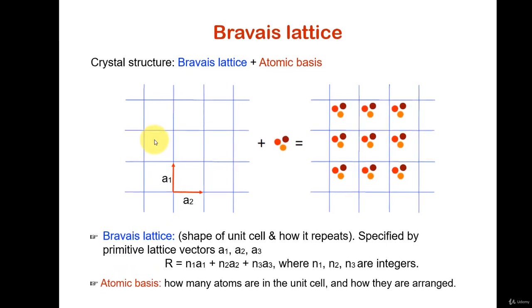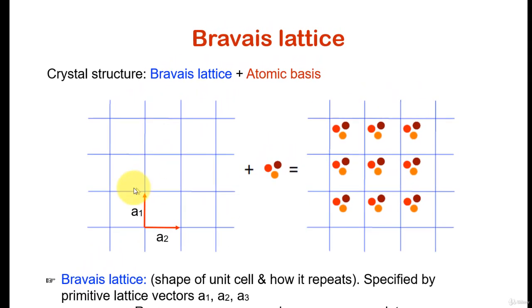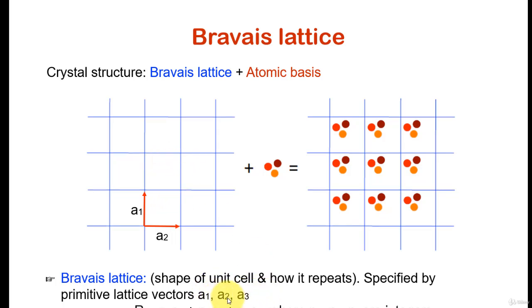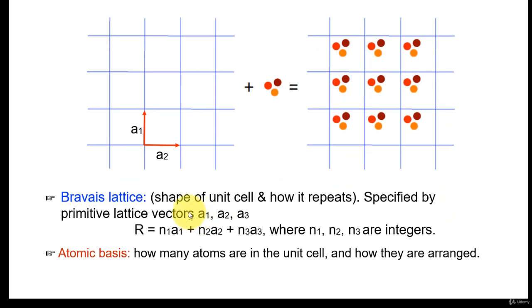For example, in this figure, the unit cell is square. Thus, Bravais lattice defines the shape of the unit cell and how it repeats. The Bravais lattice is specified by primitive lattice vectors. I mean A1, A2, and A3.